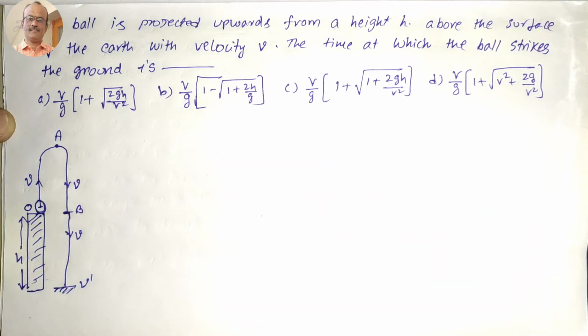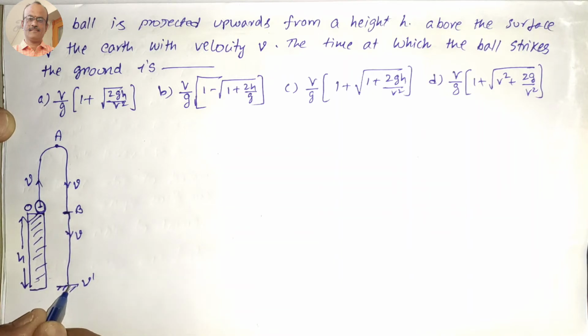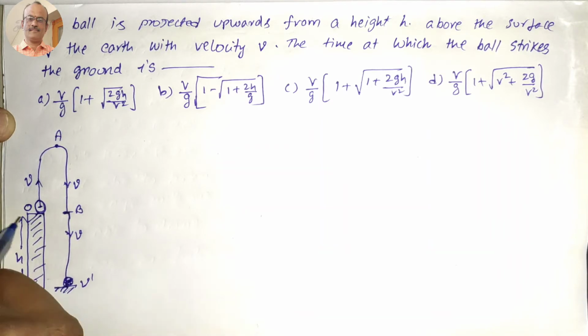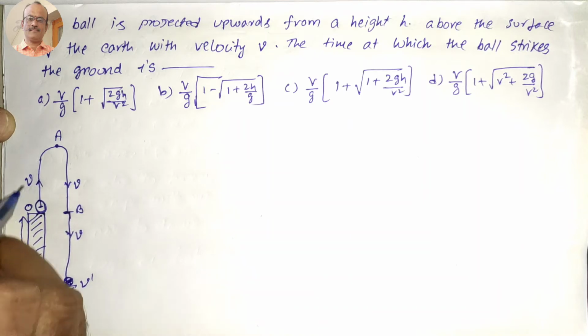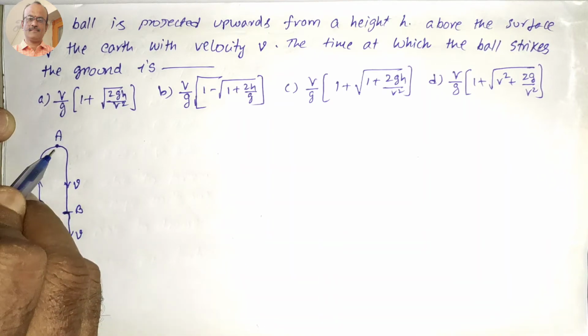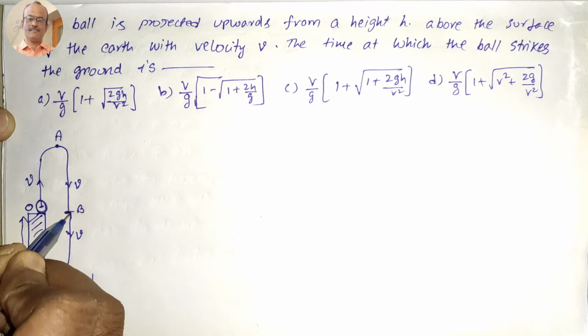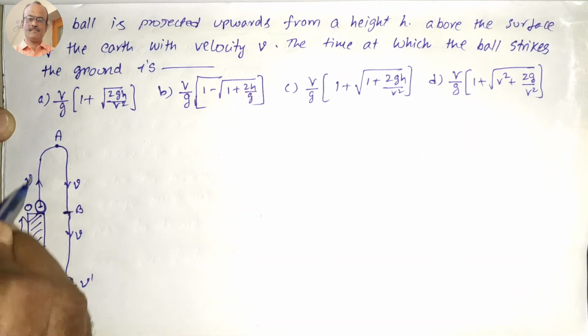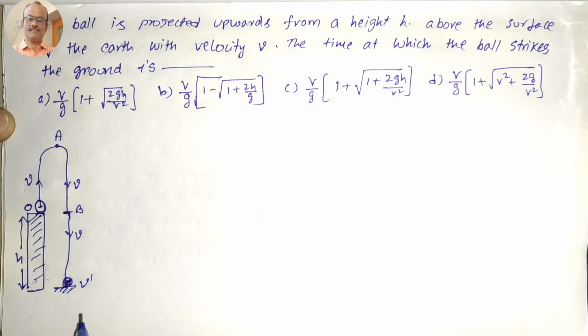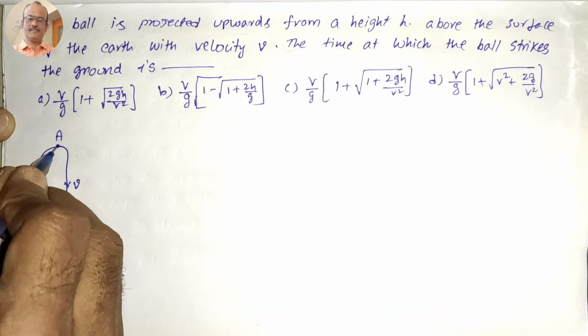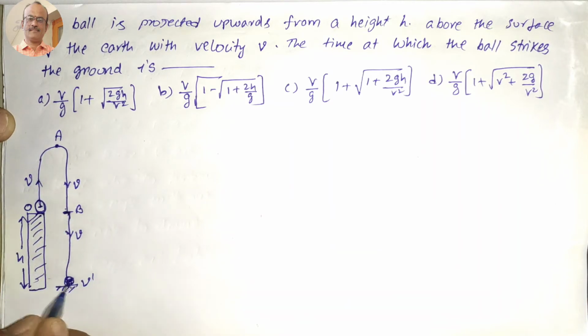So first of all, which one do we want to calculate here? That is the time at which the ball strikes the ground. How much time will it take to strike the ground? How will you calculate? First of all, we will calculate from here to here how much time is taken, then from here to here, then the total. Adding all those we will get that answer.